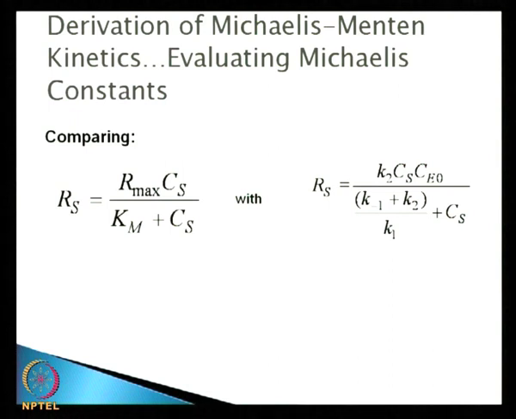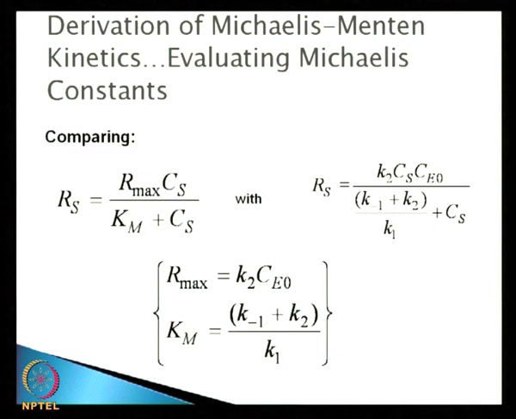What turns out is R max equals K2 CE naught, and Km, which is known as the Michaelis constant, is K minus 1 plus K2 over K1, and R max is the maximum rate. Okay. Who will tell me? Will you tell me, Krishna Pratap, intuitively why R max is K2 CE naught? It is the maximum rate that will be performed. Yeah, why is that? If all the enzyme... Right.